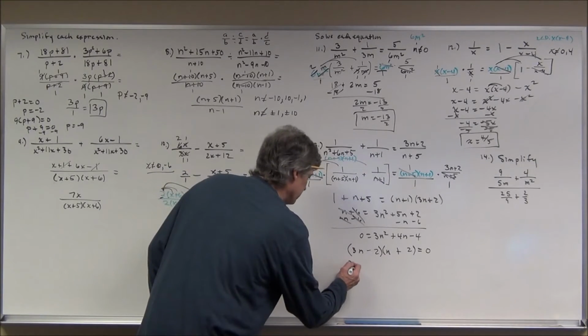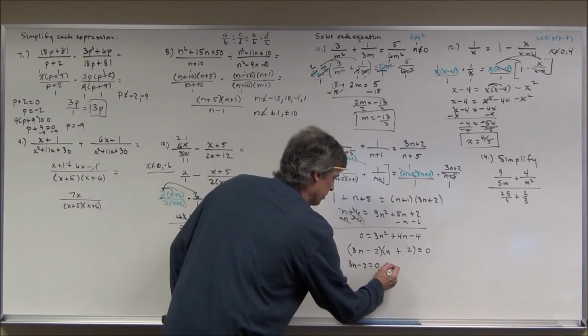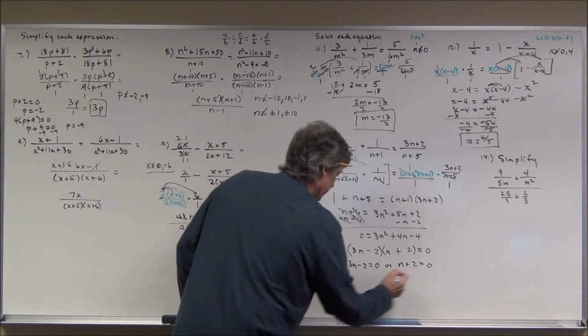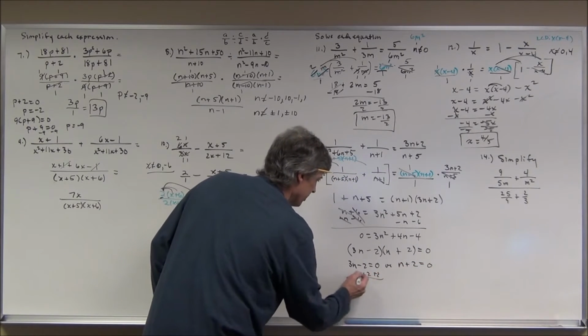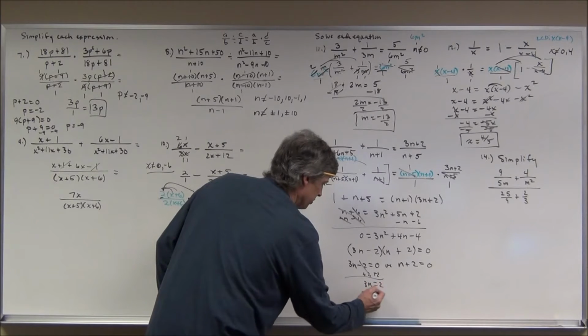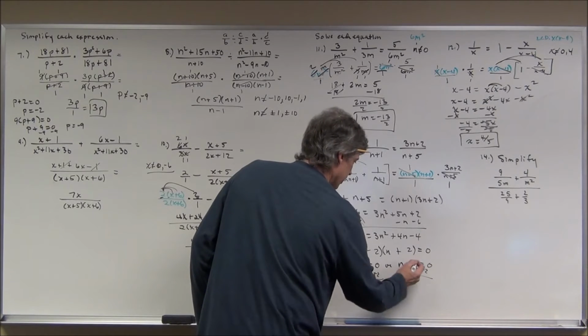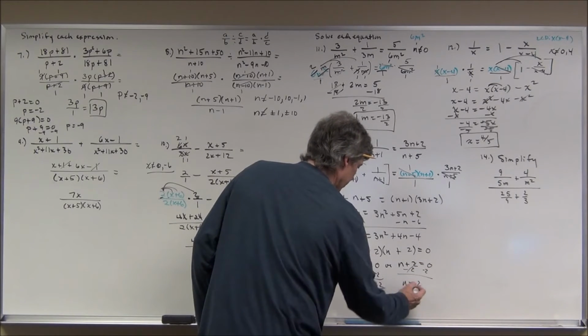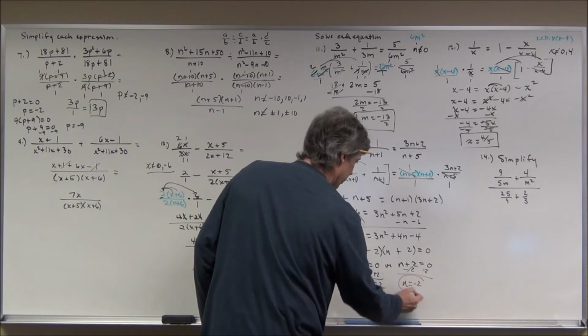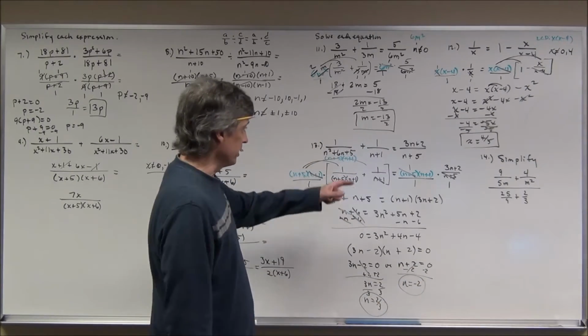So I set each one of these equal to 0. Here I have to add 2. I get 3n equals 2. Divide by 3. I get n equals 2/3. Here I'm going to subtract 2, and I get n is equal to negative 2. So these are my answers right here and here, unless they make the denominator 0.